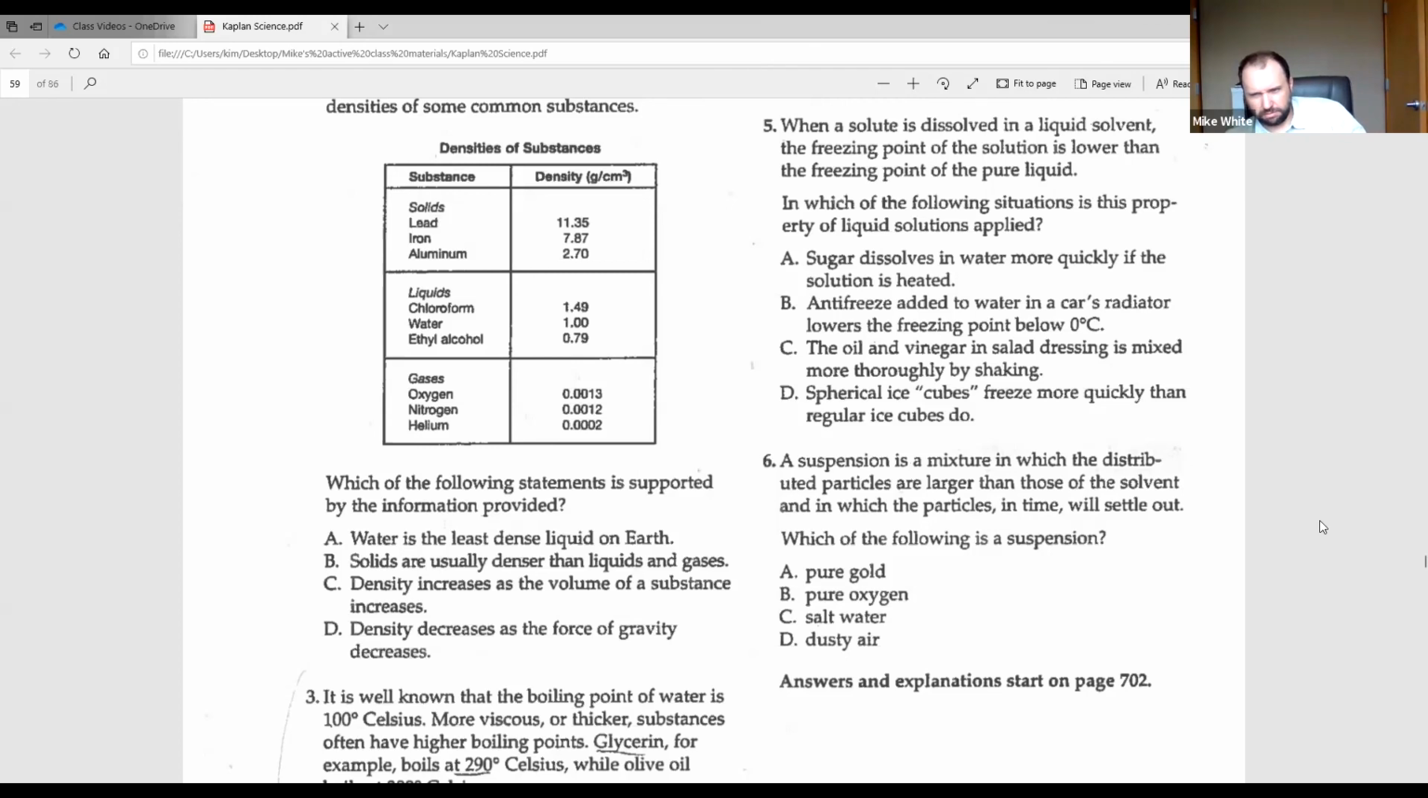I'm gonna mute. Right, Alex? What do you got? Sorry, I'm gonna put you to work. I was only halfway listening. If I see your name on here, I'm gonna harass you a little bit. All right, please do. So, density decreases as the force of gravity decreases. That's a true statement, right?